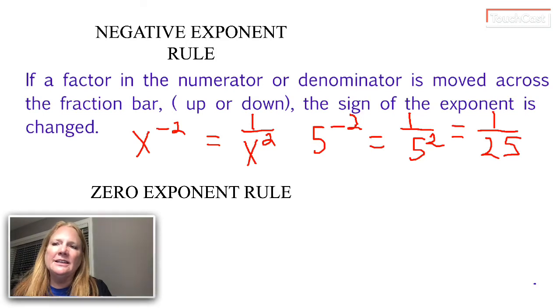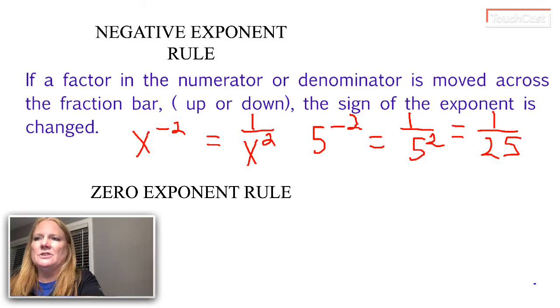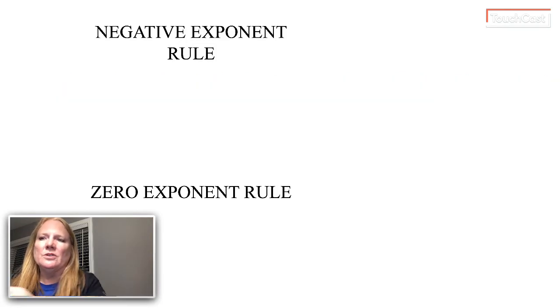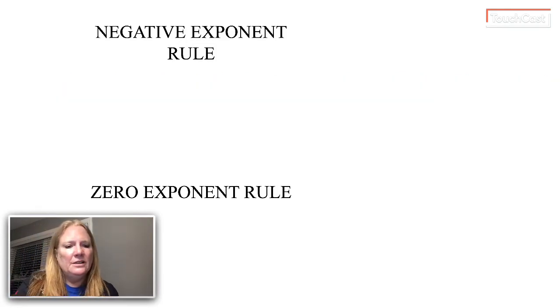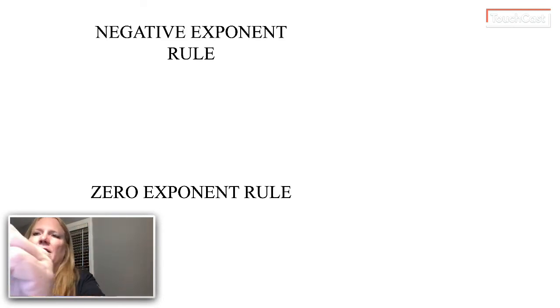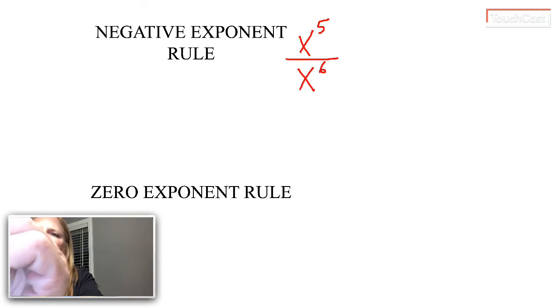I might need a little extra space. You might want to write this somewhere else. I'm going to clear this off and give you a couple more examples which will help explain how this works. So I'm going to give you something like x to the 5th over x to the 6th.